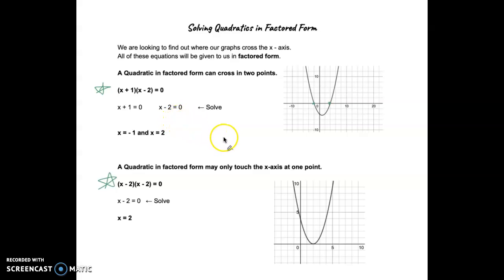A quadratic might only touch that x-axis in 1 point, as it does right here at +2. So when you have something like that, you have the same factor just twice. So it's a quantity of x minus 2 times x minus 2. So you only have to write that once when you solve it, because you're going to get the solution of x is 2. Sometimes quadratics do not have real solutions.